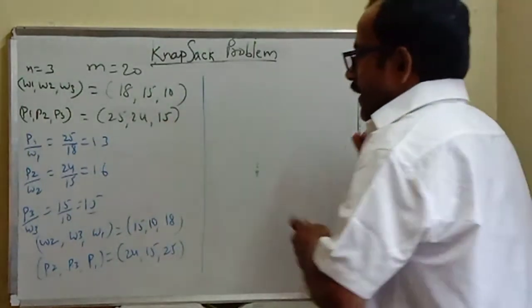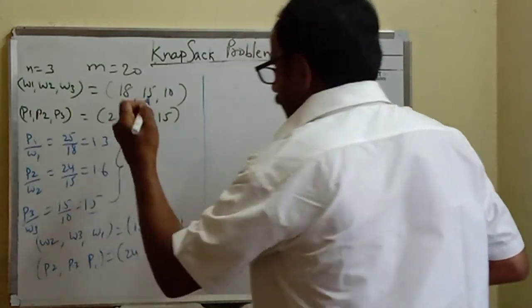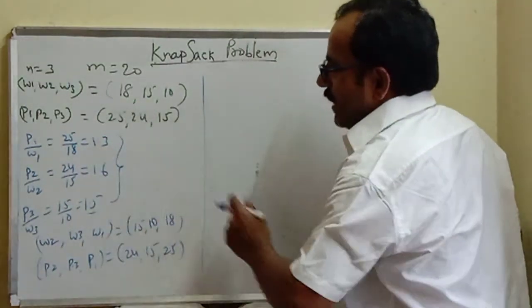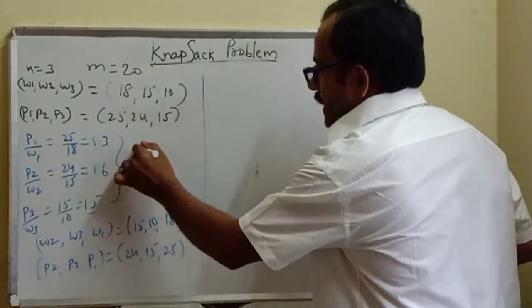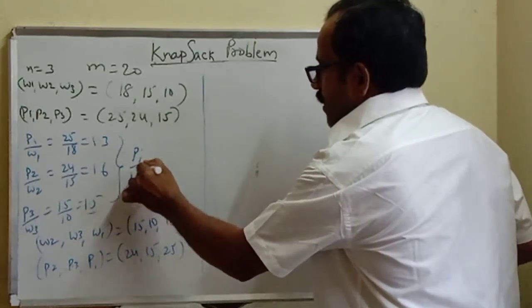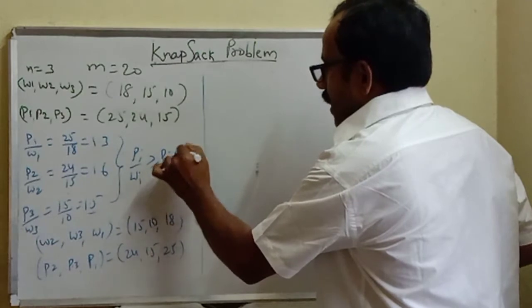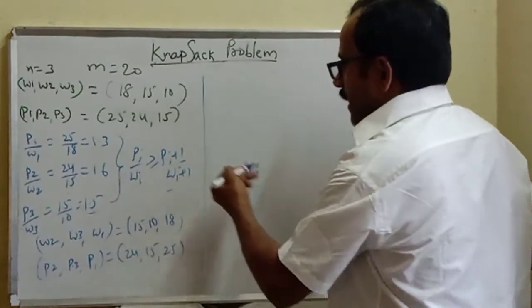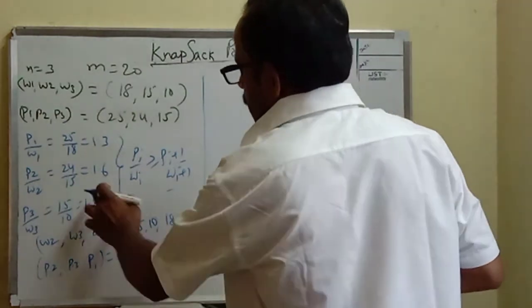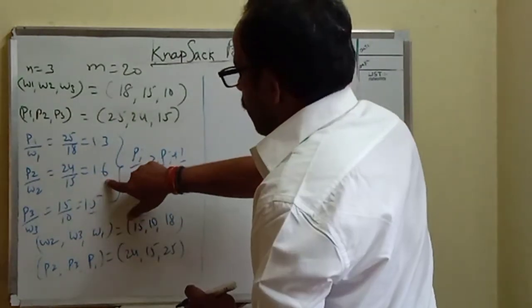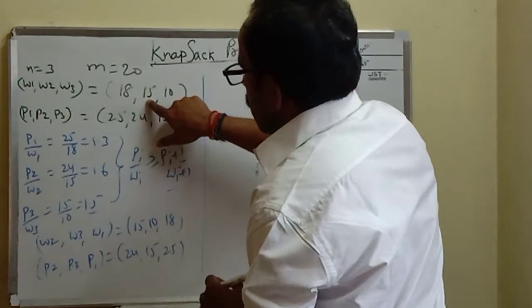Now consider these values and arrange all the items in profit by weight decreasing order. So Pi by Wi should be greater than or equal to Pi plus 1 by Wi plus 1. In this way, we need to arrange all the items. So which item comes first? Second item, because the second item's profit by weight ratio is 1.6. Second item weight is 15.